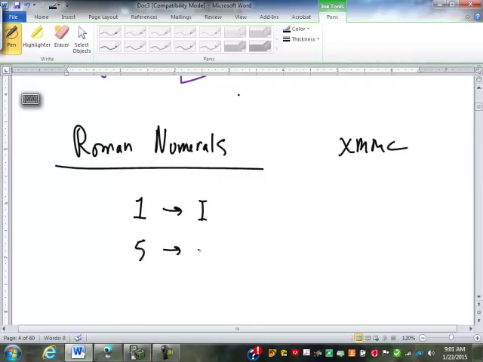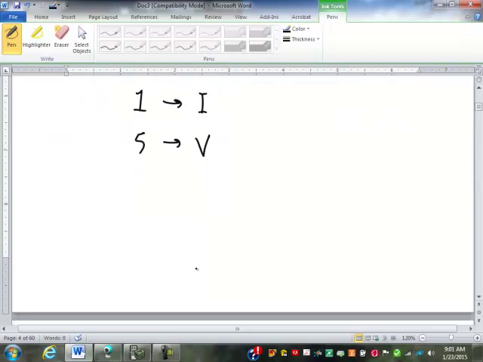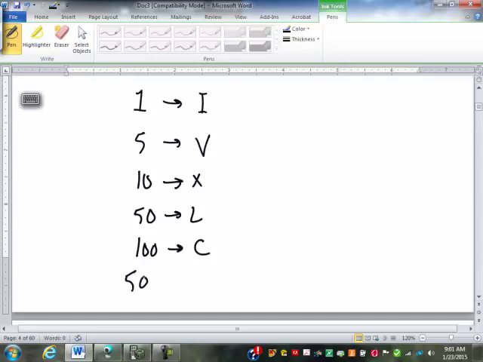If we get up to 5 items, they use V to represent that. 10 is represented by an X. 50 is represented by an L. 100 is represented by a C. Anybody ever hear a $100 bill referred to as a C note? That's why. 500, we use D. 1,000 uses the symbol M.